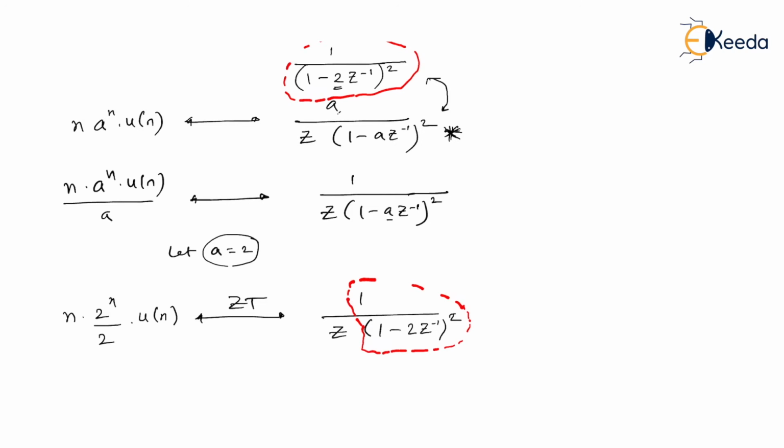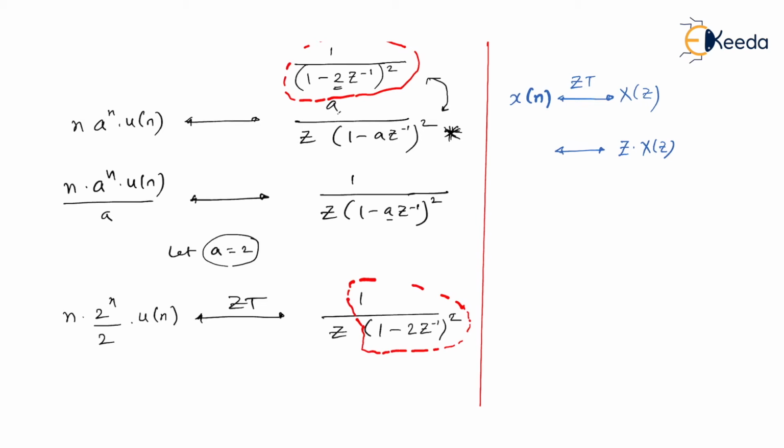Therefore, somehow I'll use one concept. For example, now try to understand this. Suppose I have x of n whose z transform is x of z, then just let me know what if I have z times x of z. Then we know that since z power is positive 1, it means the input must have advanced by 1. So it will become x of n plus 1. Same thing I'm trying to do over here.